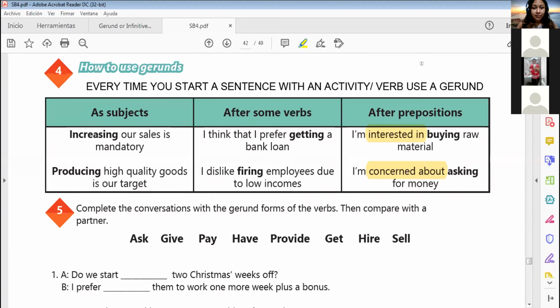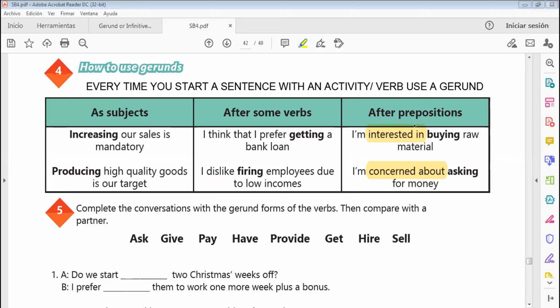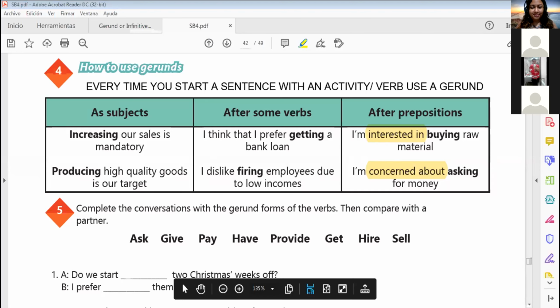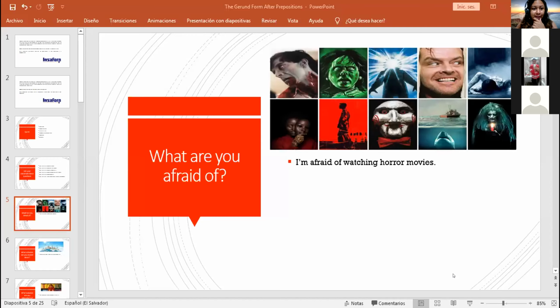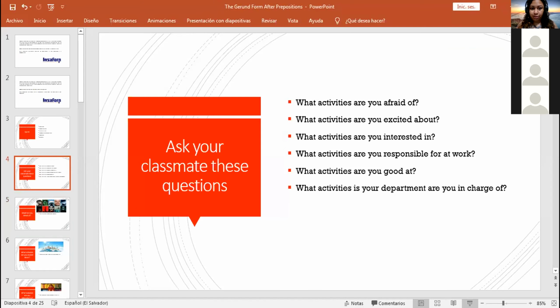Now, also, teacher, we have adjective plus preposition, right? Exactly. So let's see. In this case, we're paying attention to this detail. All right, give me a second. Okay, I want to show you something. This is taking us to our next activity. Let me display my screen over here. Take a look at this one. I don't know if you're able to read the name of this presentation. It says the gerund. Can you read it? After prepositions.